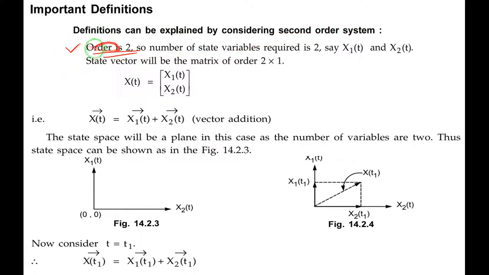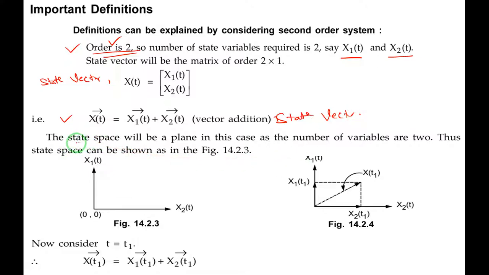Definitions can be explained by considering the second order system. Let us consider the order of the system is 2. So the number of state variables is 2, that is x1 of t and x2 of t, and this is the state vector we will write for the second order system. X of t is equal to x1 of t and x2 of t. We have considered order is 2, so this is one state variable x1 of t and this is the second state variable x2 of t. And what is state vector? The vector sum of all the state variables. So x1 of t vector plus x2 of t vector, that is x of t. This is the vector addition. This will give me the state vector, right? The vector sum of all the state variables is nothing but the state vector. I hope you are getting it.